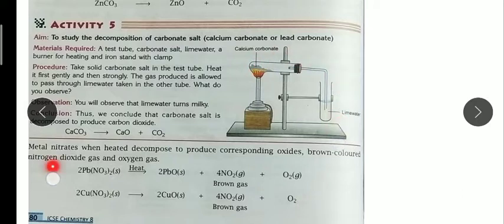Metal nitrates, when heated, such as lead nitrate and copper nitrate, produce their oxides, lead oxide or copper oxide, nitrogen dioxide gas, which is brown in color, and oxygen gas. So you should know that nitrate salts produce nitrogen dioxide gas, whereas carbonate salts produce carbon dioxide gas.